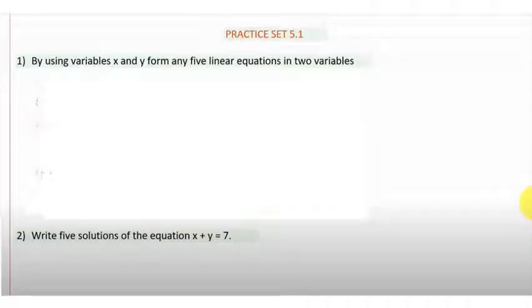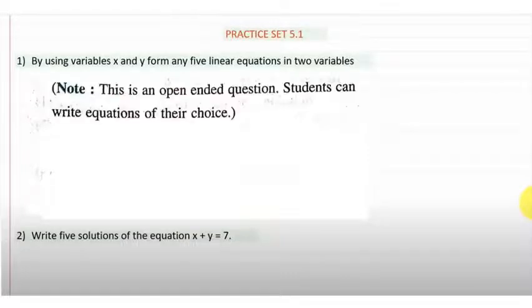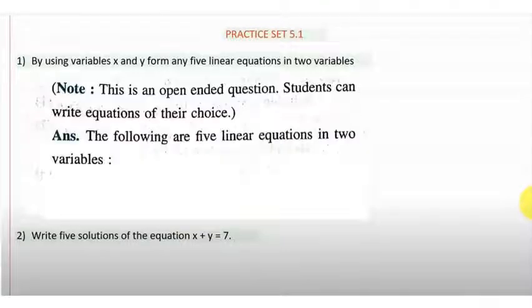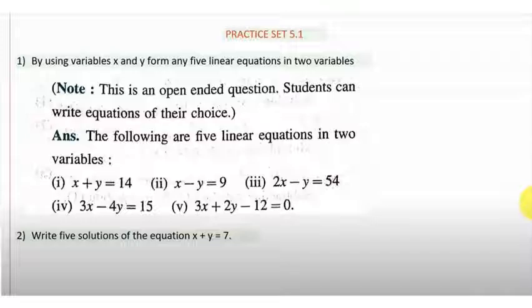Question number 1. By using variables x and y, form any five linear equations in two variables. Now this type of question is called an open-ended question. So students, you can write any equation of your choice. I have given a few. You can write your own choice of equations also. Answer. The following are five linear equations in two variables.